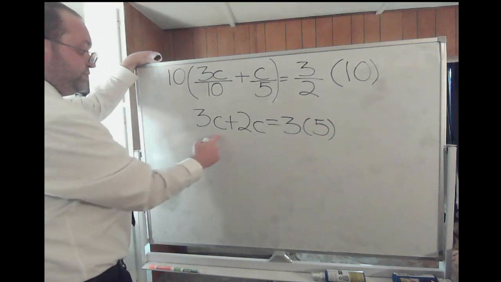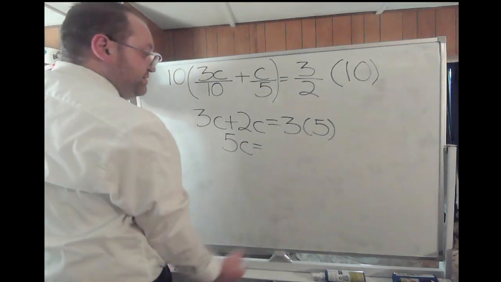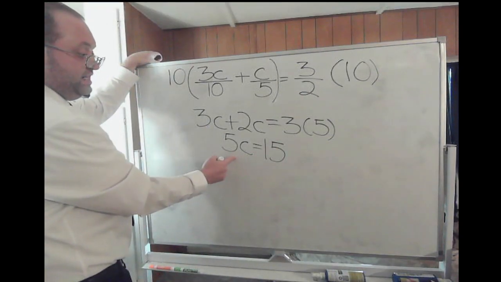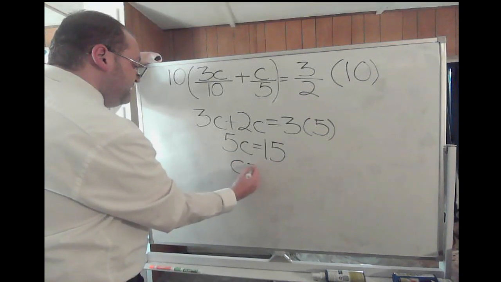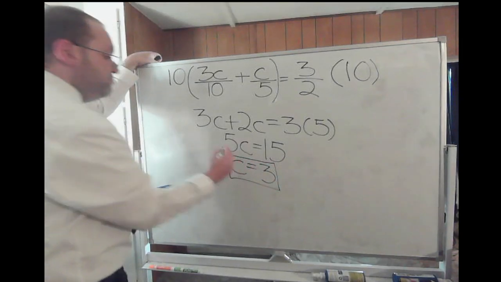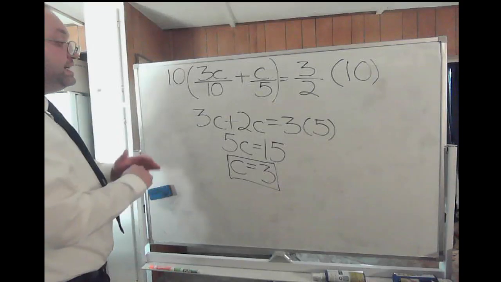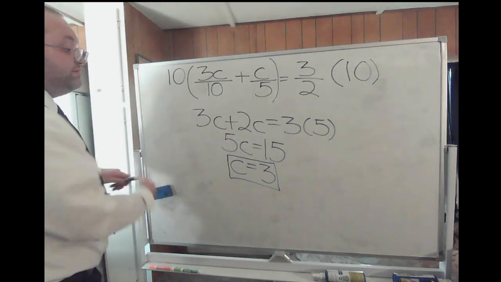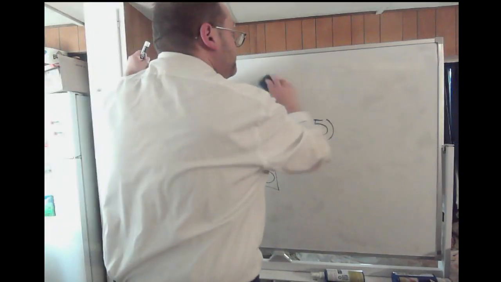Okay. Well, 3c plus 2c, that's 5c, would be equal to 3 times 5. That would be 15. Alright, we want to solve for c. We have 5c equals 15. Divide both sides by 5. Left side, you get c. Right side, you get 3. So the answer to this would be c equals 3. So you would get 9/10 plus 6/10 would give you 15/10, which would give you 3/2. So that c being 3 does in fact check out.